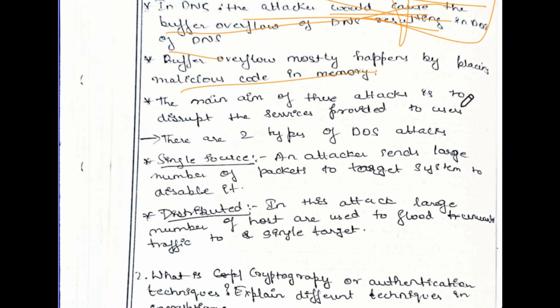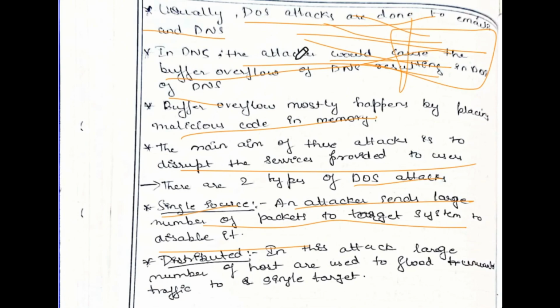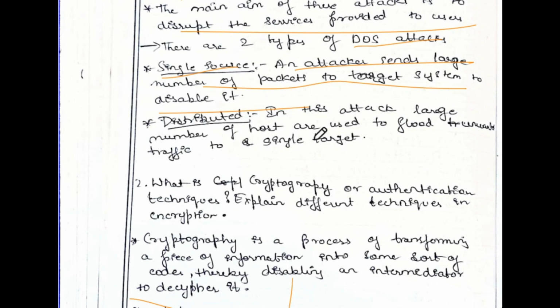The main aim of the attack is to disrupt the service provided to the user, to trouble the user. There are two types of DoS attacks. Single source attack: an attacker sends a large number of packets to the target system to disable it.